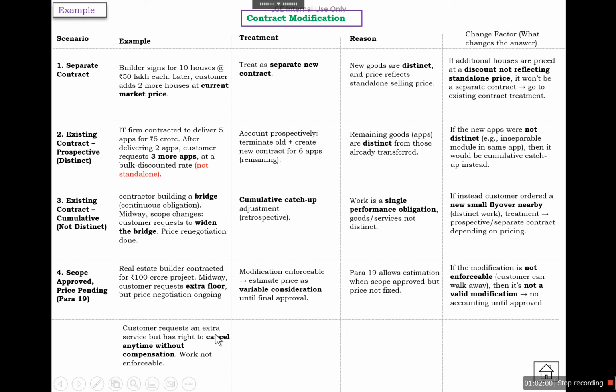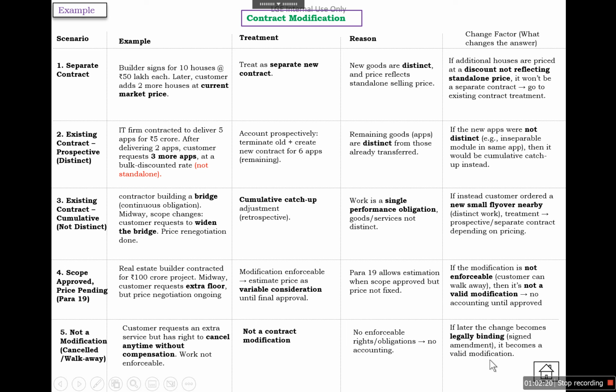Next, a customer requests an extra service but has the right to cancel without any compensation. So as it does not fall in the definition of a contract, because there is no enforceable right or obligation, there will not be any accounting. And if there were legal enforceability, then yes, the answer would have been different.